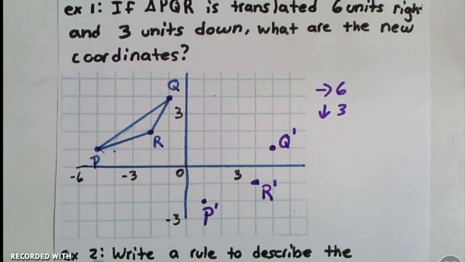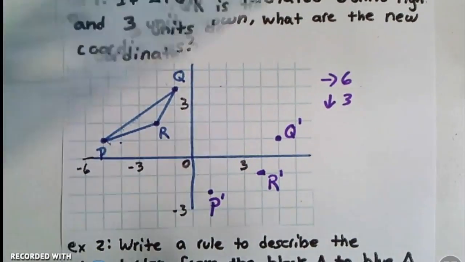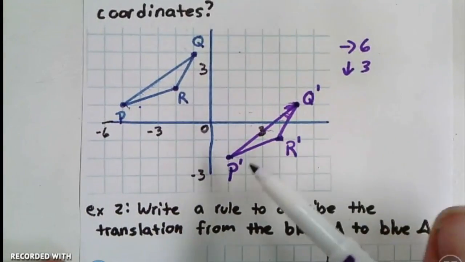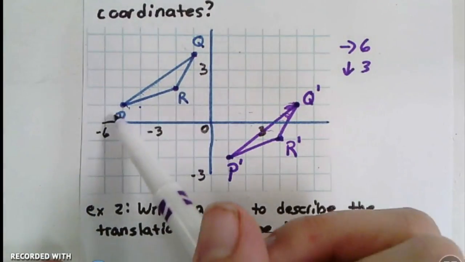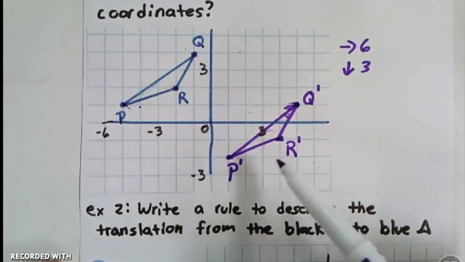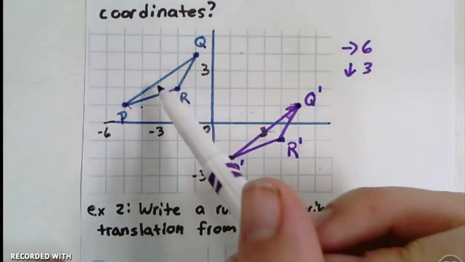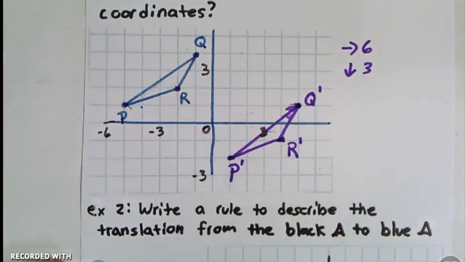And now my last step is to take a ruler and connect the triangle. It's smeared a little bit with the markers, but you can see it's the same triangle, the spaces are the exact same distance apart from each other, so it would have the same angles, and I translated it 6 units right and 3 units down.